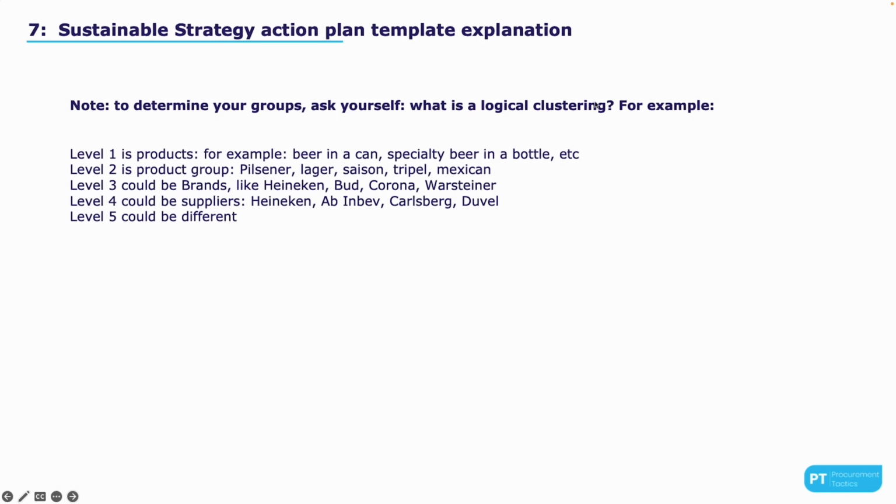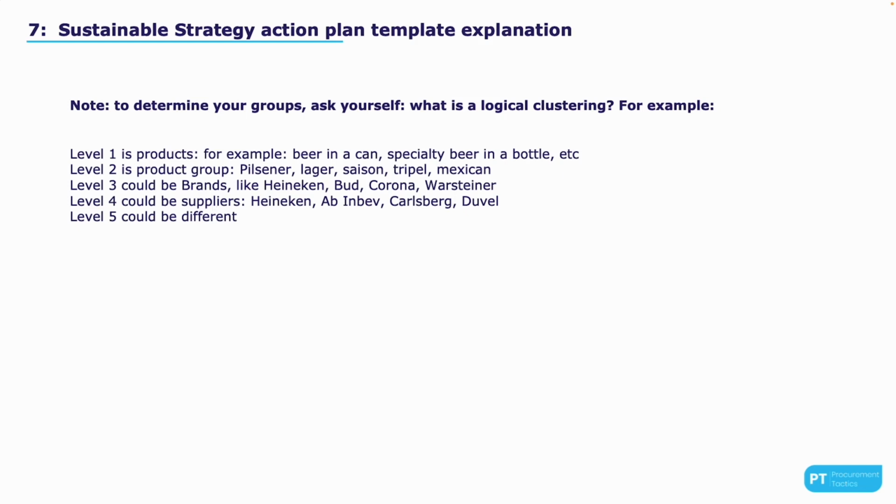For example, when you are the procurement manager of beer, you could choose 4 different levels to cluster your groups. Level number 1 could be products, for example, beer in a can, specialty beer in a bottle, etc. Level 2 is product group: Pilsner, Lager, Saison, Triple, Mexican. Level 3 could be brands and level 4 could be suppliers.